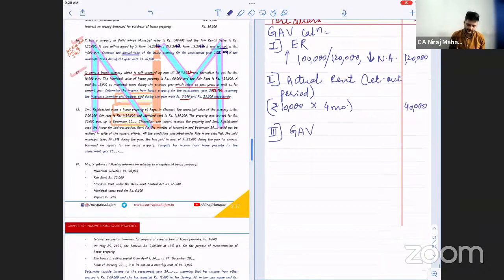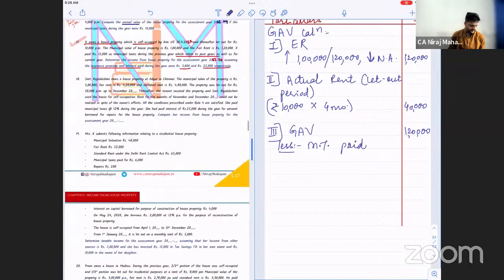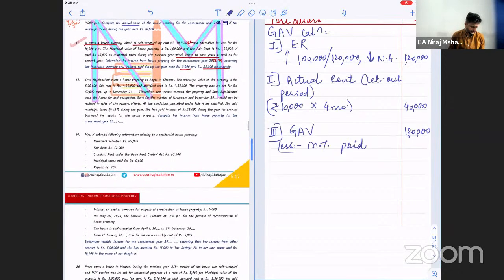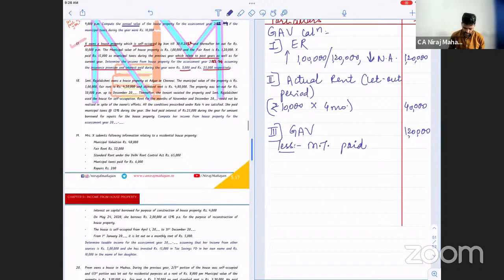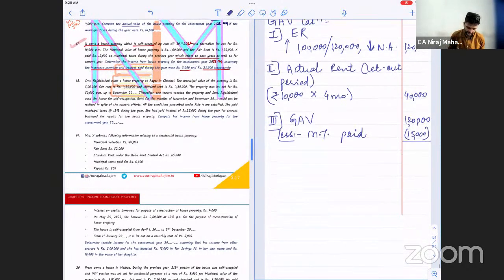120. Yes. Any other problem here now? This should not be a problem now. Less what? Municipal taxes paid. How much have you paid? 15,000. We take entirely 15,000. It is not at all to be confused. Why? Because it is allowed on cash basis. Okay, so 1 lakh 5 is my NAV.